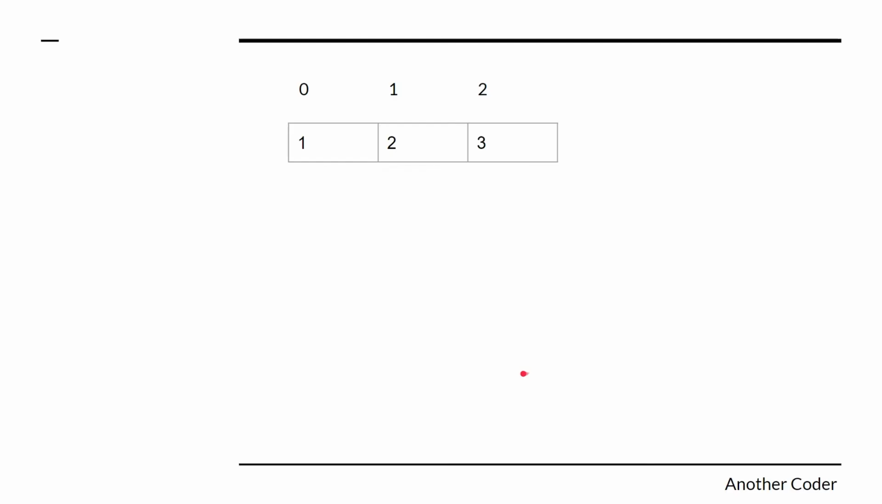So I check at index 1, if at index 1 is the value which I am searching for, it is equal to 2. I was searching for 1, so again I'll do the same process. 1 is less than 2, so I'll take the index 0 as low and 1 minus 1, which is again equal to 0, as high.